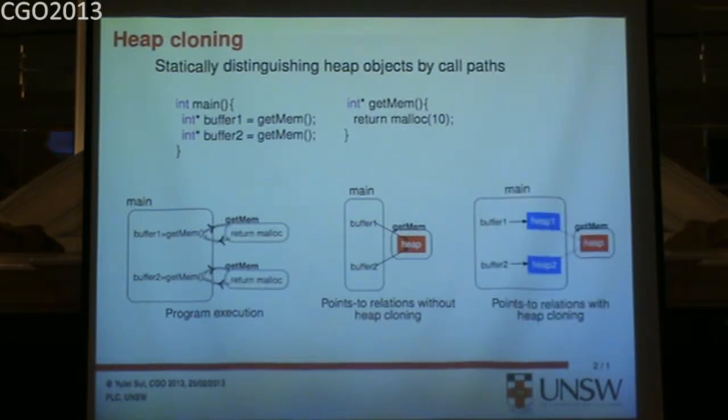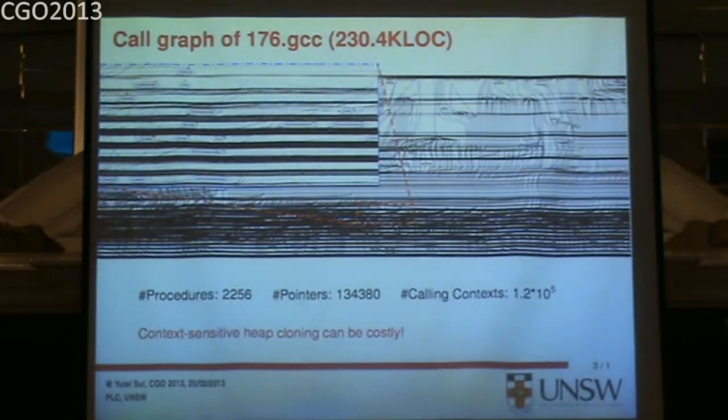In another extreme, two new heap abstractions are created at each call site according to call paths. In such a way, the precision is improved because the two pointers are distinguished by pointing to different heap abstractions. We call this kind of analysis heap cloning, or context-sensitive heap cloning. It seems very easy for us to perform heap cloning on this tiny example. However, in a real program, the case might be more complex than we can imagine.